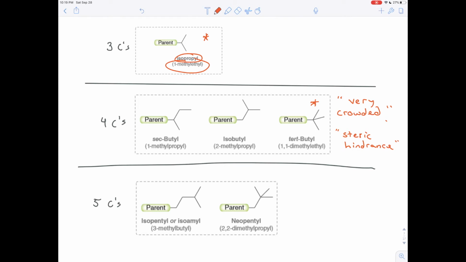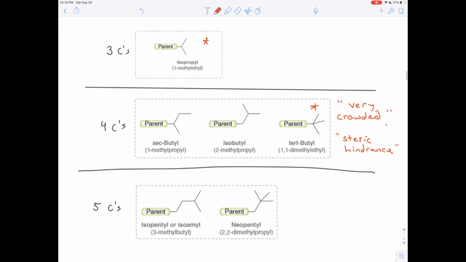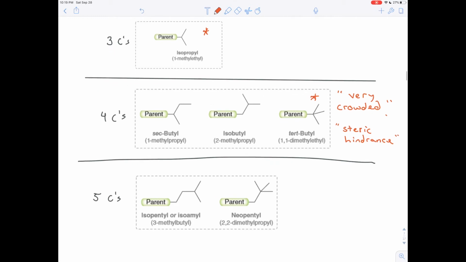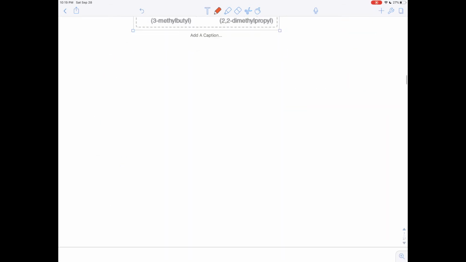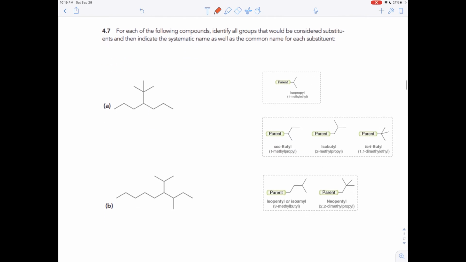Underneath the common names, they're giving you IUPAC names. You can learn those if you want. People tend to use the common names, though. And so my test would ask you for these common names, rather than for the IUPAC names for these branches. Okay, so let's do some naming with those, get some practice with identifying those.